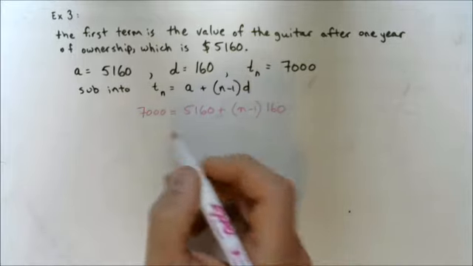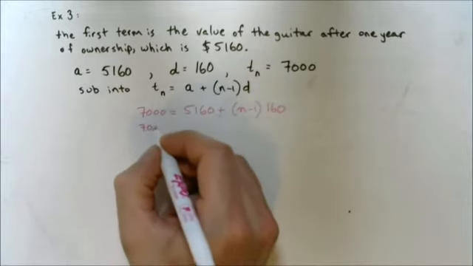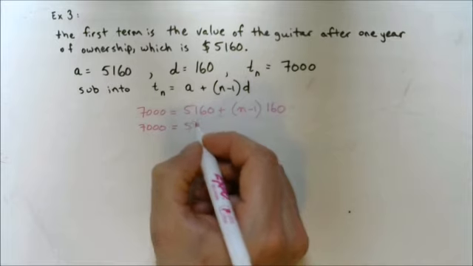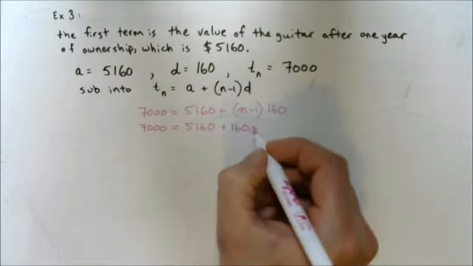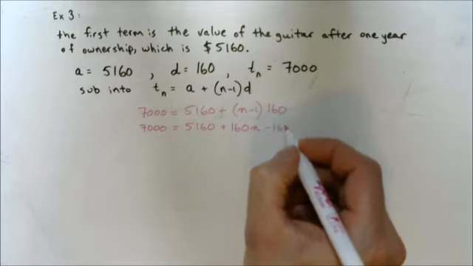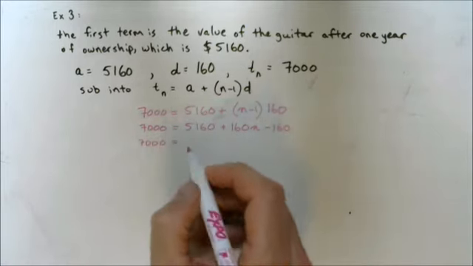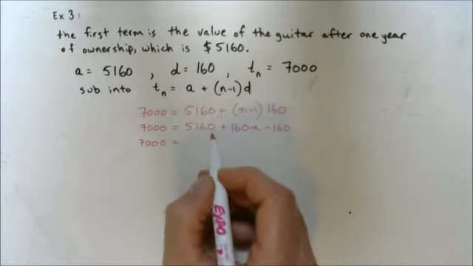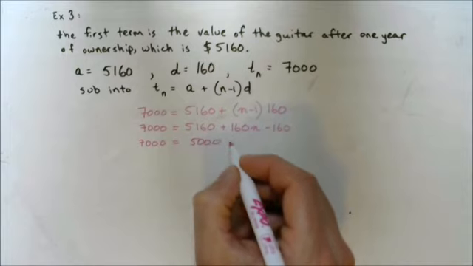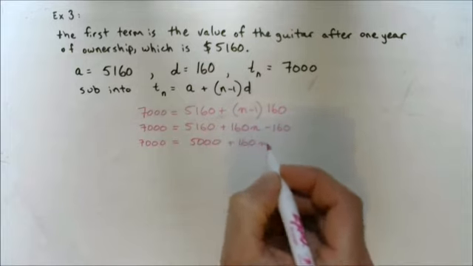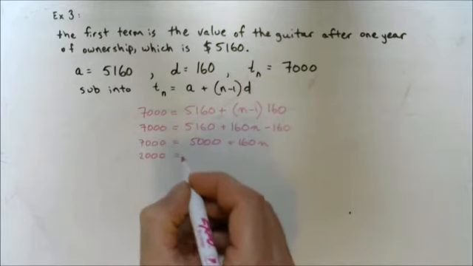So now we're simply solving. I'm going to go ahead and simplify this side by expanding. So I have 7,000 equals 5160 plus 160n minus 160, which gives me 7,000 is equal to 5160 minus 160 is 5,000 plus 160n. Subtract 5,000 from both sides.